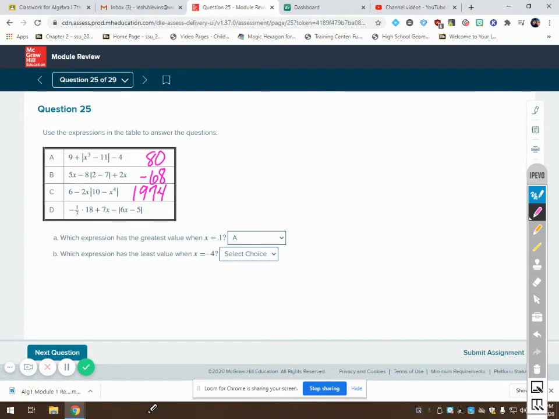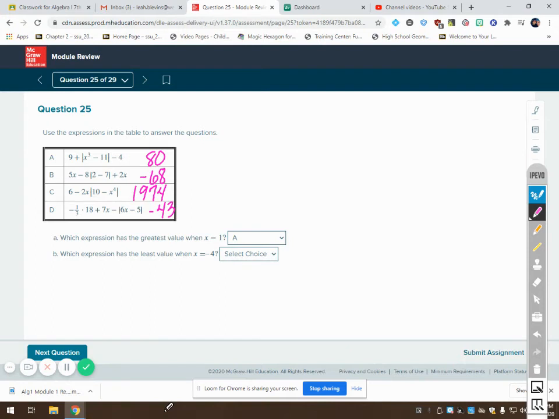I made my mistake when I worked it out earlier on my own. I did a negative times a negative and left it as a negative. And a negative times a negative is a positive. So anyway, that was where I made my computational mistake. Okay, so then the last one we got was negative 43.